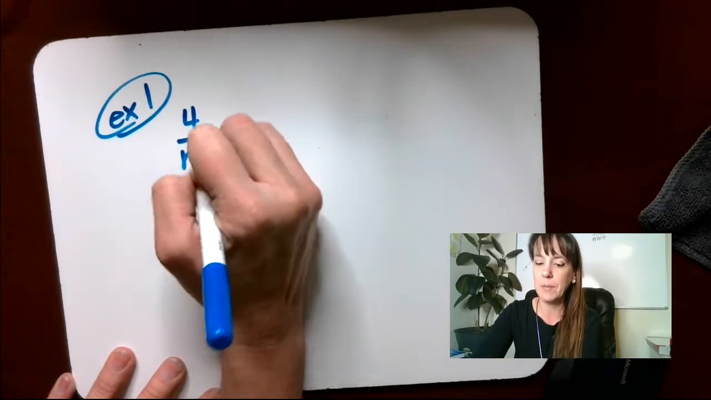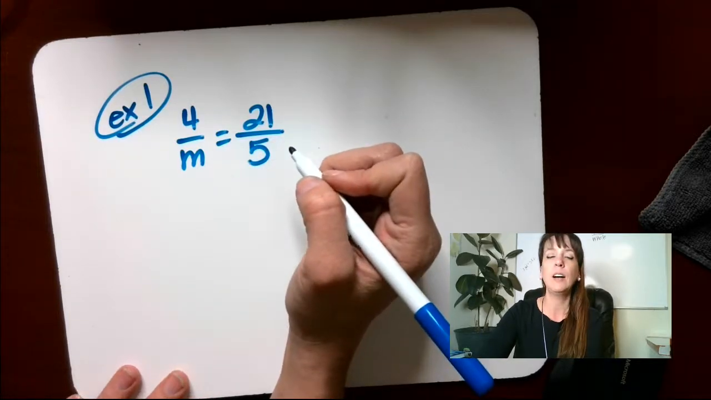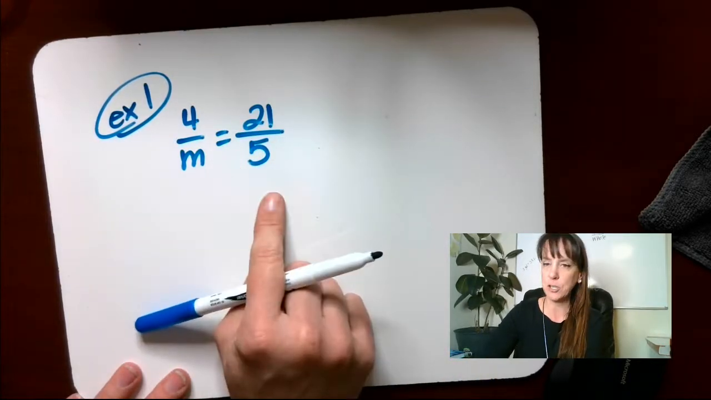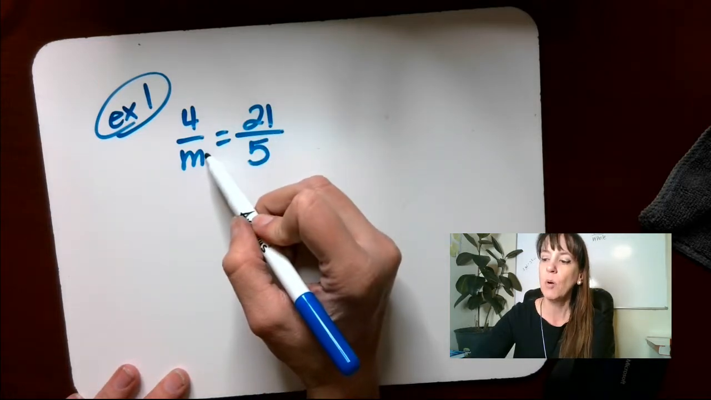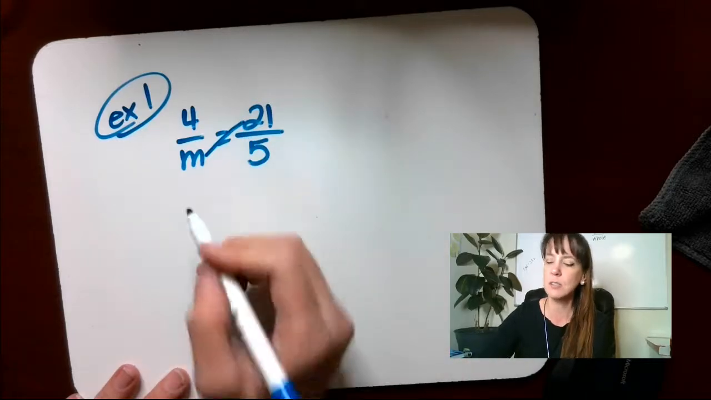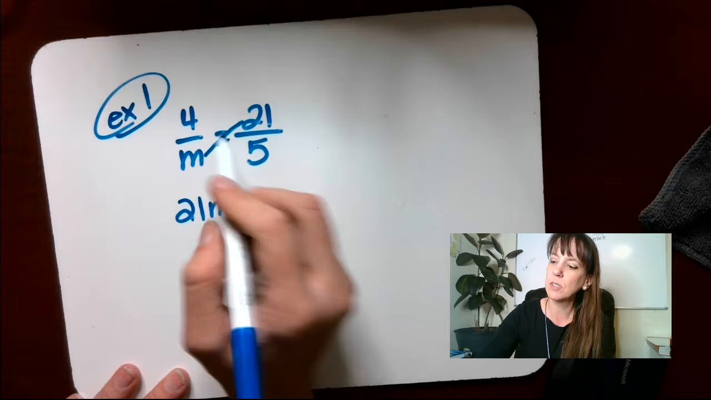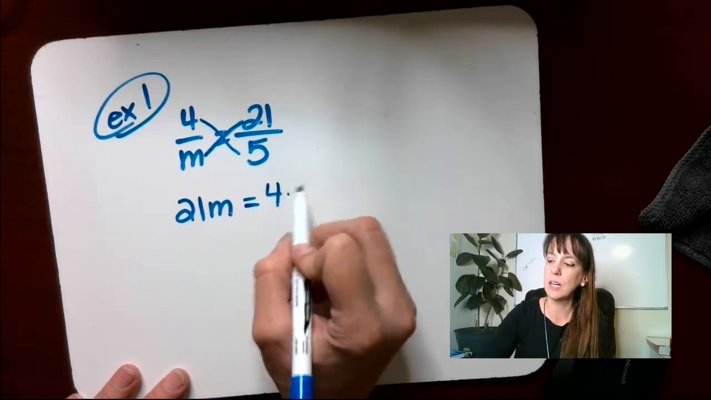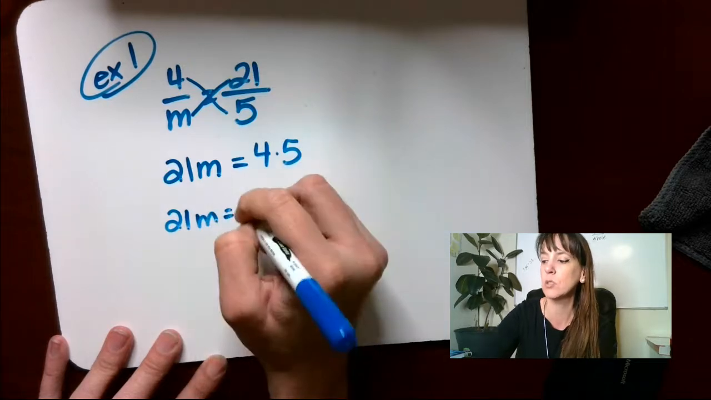4 over m equals 21 over 5. When you have fraction equals fraction, you can cross multiply. This is different than cross canceling. Don't try and cross cancel, you'll get the wrong answer. What we do is this times this, which is 21 times m, 21m, equals this times this, 4 times 5. So what we have is 21m equals 20.